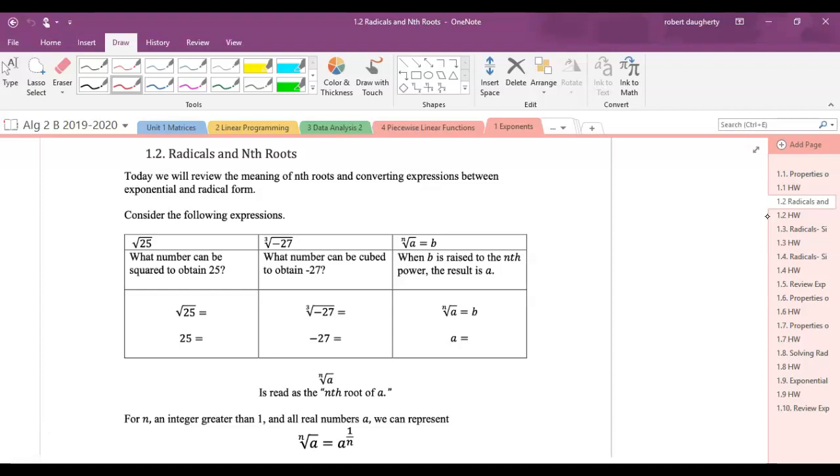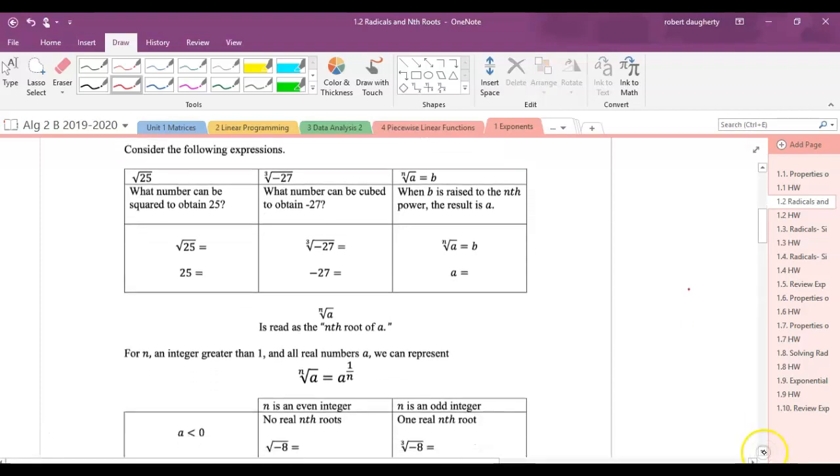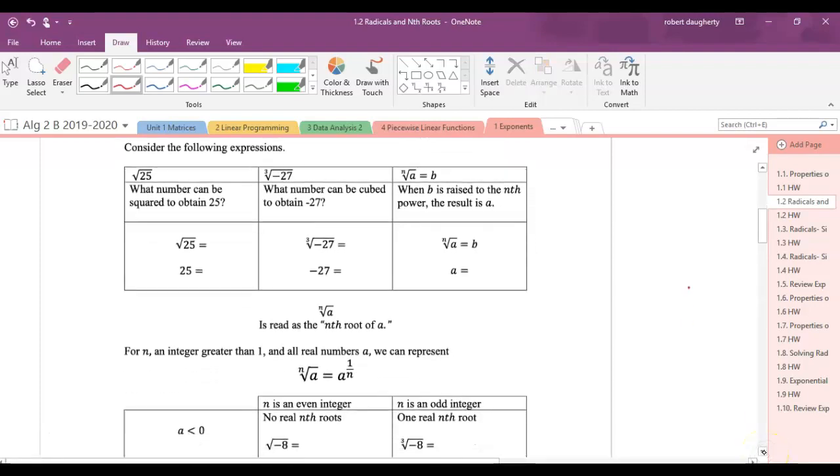So let's look at a few expressions. You're very familiar with something like the square root of 25. What number can be squared to get 25? The square root of 25 is 5. It means that 25 can be written as 5 squared. That's what it means for the square root of 25 to be 5: you can square 5 and get back to 25.